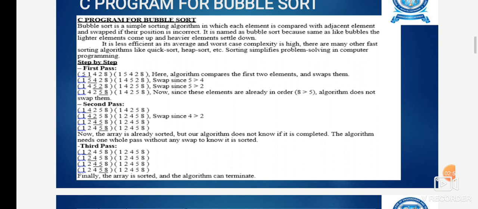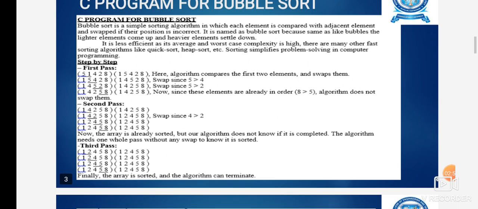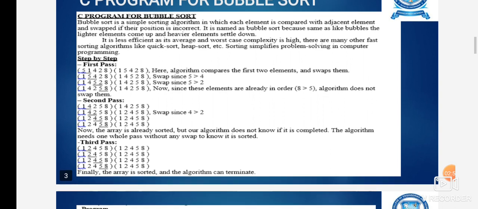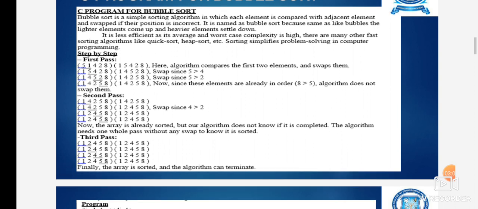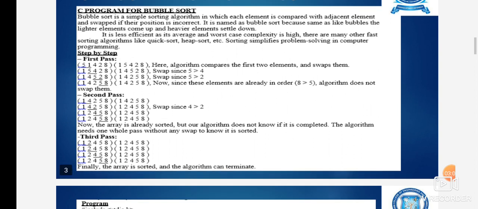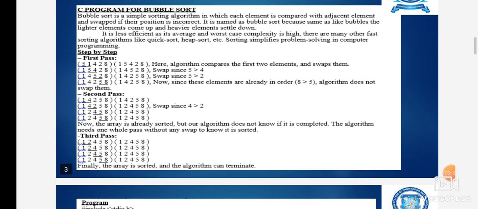Then we compare 5 and 8. Here also we cannot swap these elements. Now the array is already sorted, but our algorithm does not know it is completed. The algorithm needs one whole pass without any swap to know it is sorted. So we use the next pass.